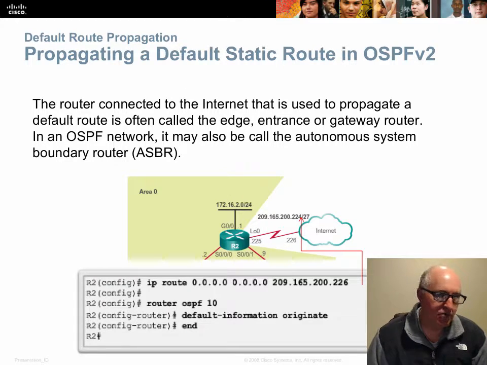We first create a route to this non-OSPF network. You can see that there with the quad zero route to 209.165.200.226, which is the next hop IP in that network. And then we go into our OSPF process and we type default-information originate. This says take the default route and redistribute it as an OSPF route. And so it will tell all the other OSPF routers about this default route. So they will also know about this default non-OSPF network, and it will be the default, which means if you can't figure out where to send a packet, you'll send it there.